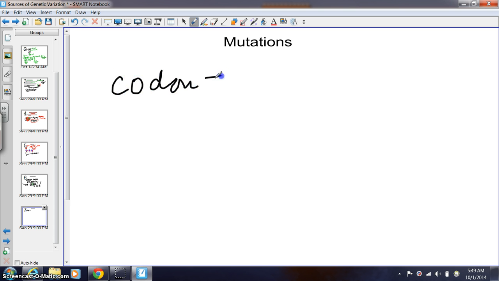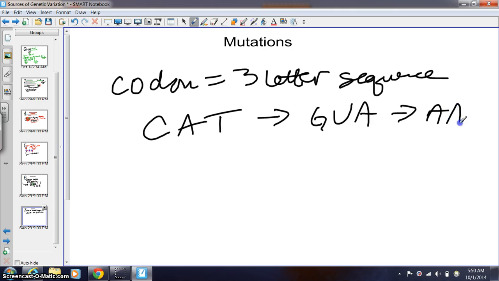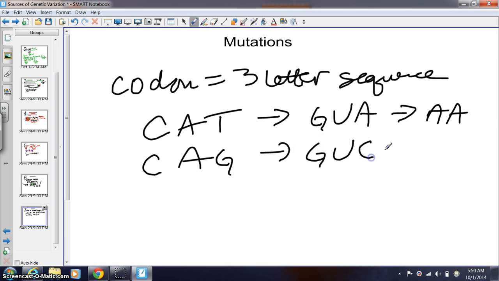If you remember, a codon is the 3-letter sequence. Okay, so I think our example in class was cat, and so that would code for GUA, and then we would look up the amino acid, and that would be fine. But let's say that the other one, the mutation, was CAG instead. That means that it's transcribed into GUC, and then you would look up what that amino acid is.